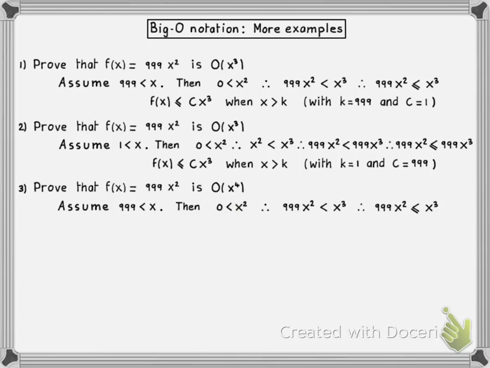But that's pretty easy to obtain because x being greater than this number is greater than 1. And if x is greater than 1, then x to the 4th power is greater than or equal to x cubed.